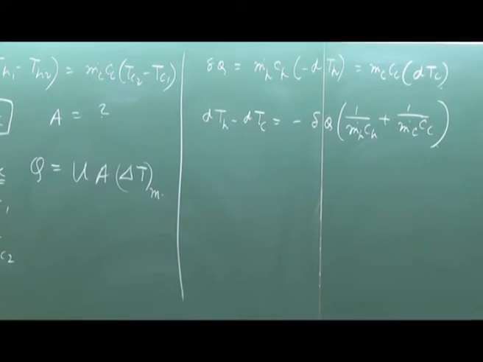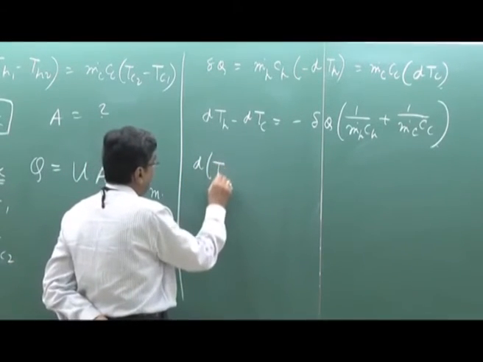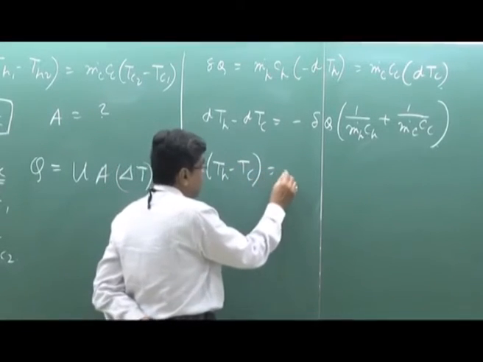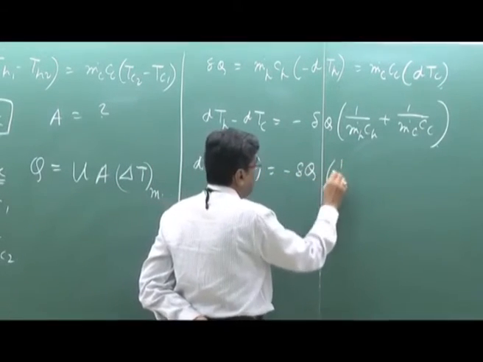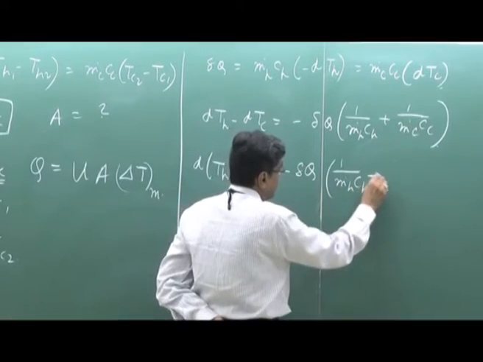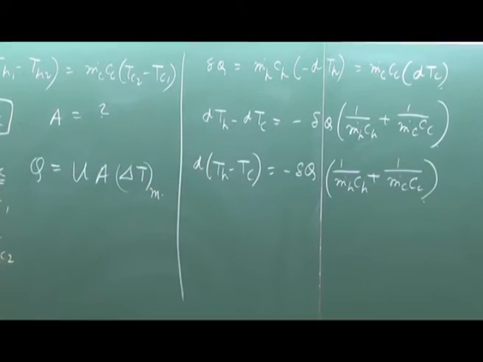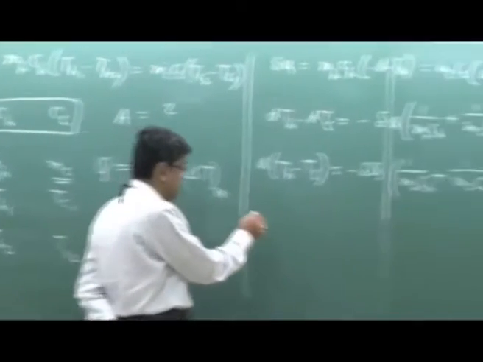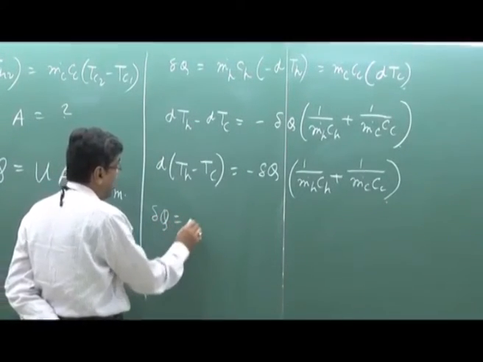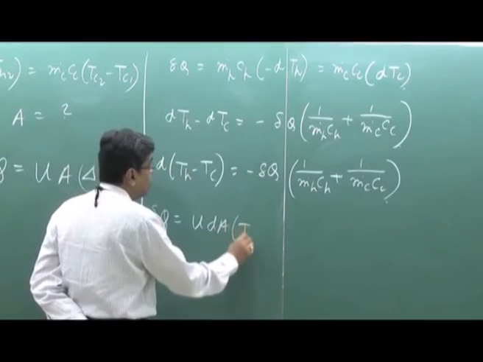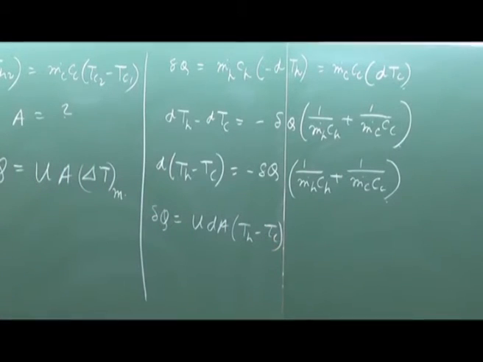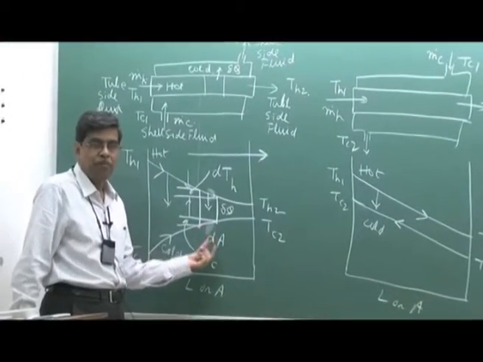dTH minus dTc, clear? This can be written as d of TH minus TC is, algebraic step, minus del Q into 1 by m dot HCH plus 1 by m dot CCC, with the nomenclature I have told. Now from the definition of heat transfer by this equation, the overall heat transfer coefficient, we can write del Q at that section is UdA into TH minus TC, because TH and TC are the hot fluid and cold fluid temperature at that section, infinite small section of infinite small area dA.